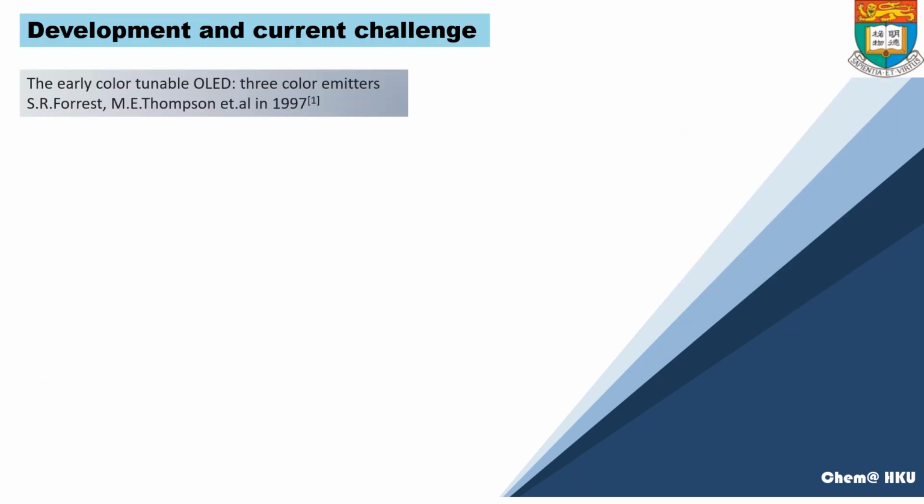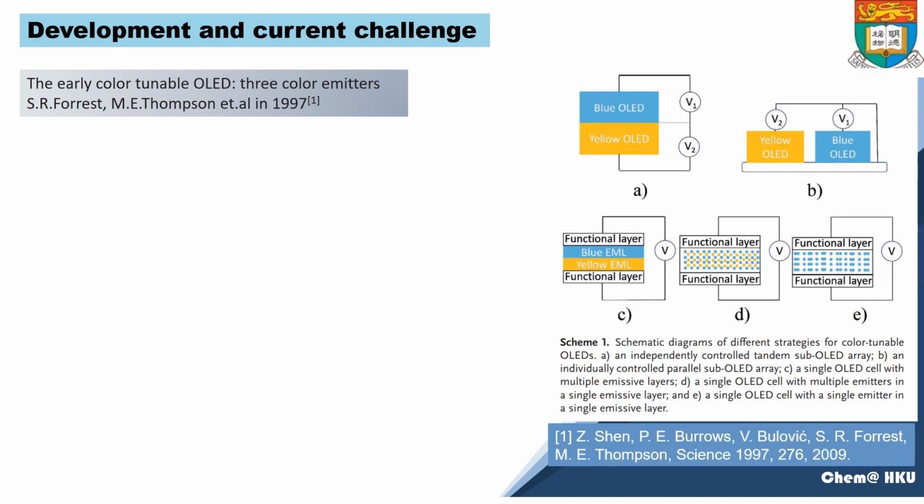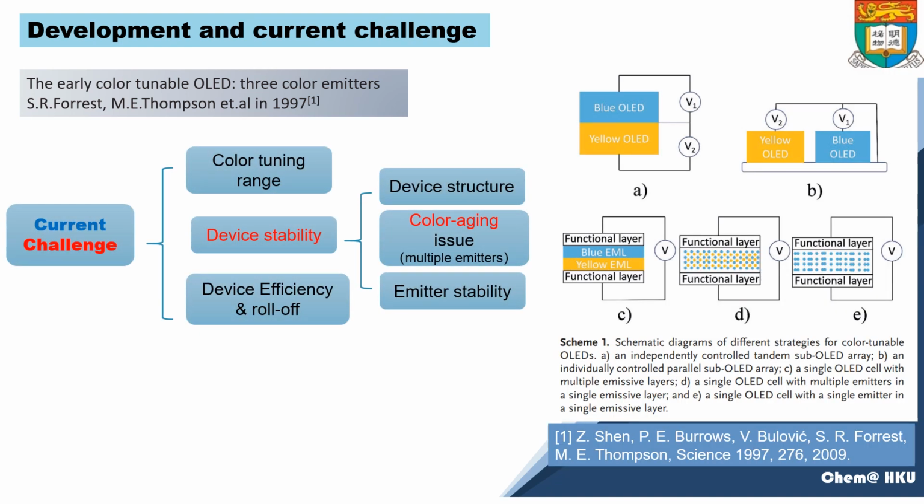As we know, the first color-tunable OLED was reported by Mark Thompson and Stephen Forrest in 1997. They actually used three color emitters. Up to now, there are five types of color-tunable OLED as illustrated in this picture. For types A, B, C, and D, they actually use two or more emitters.